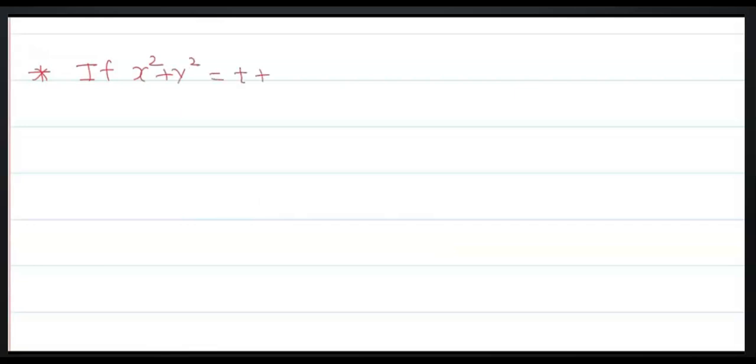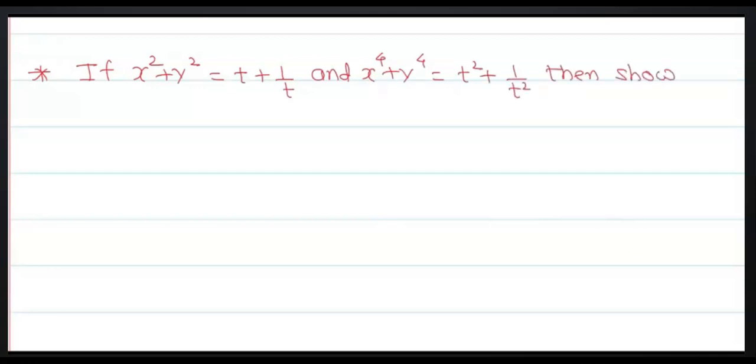Now the next example, if x square plus y square is equal to t plus 1 upon t, and x raised to 4 plus y raised to 4 is equal to t square plus 1 upon t square, then show that x cube y into dy by dx is equal to 1.